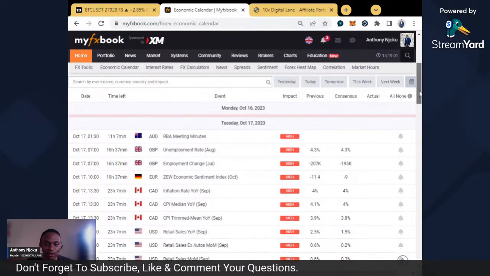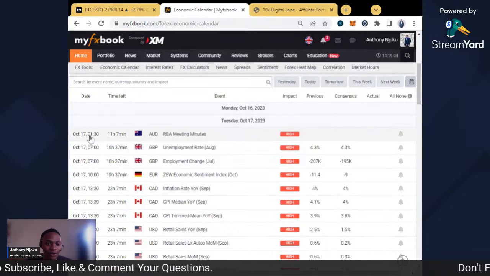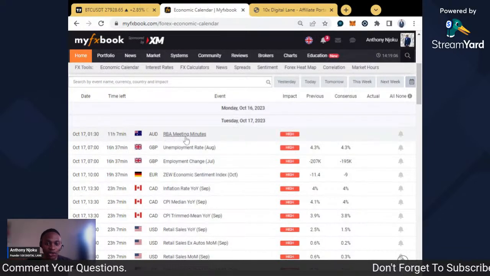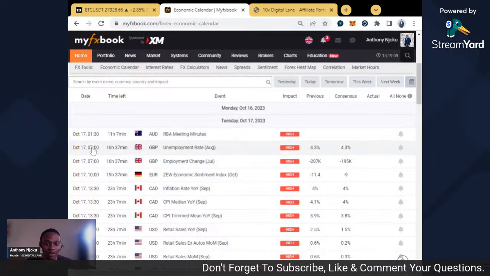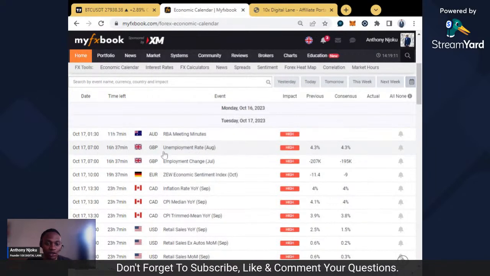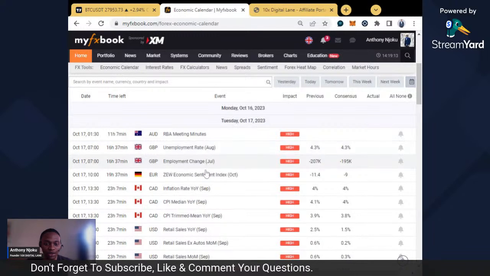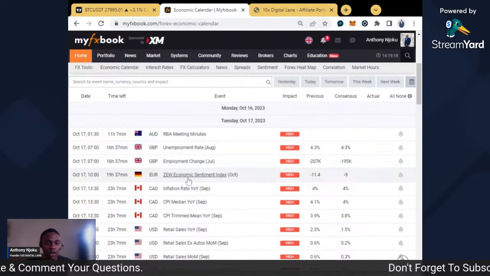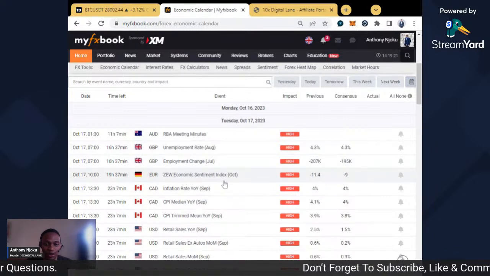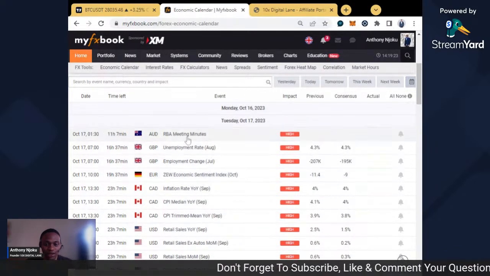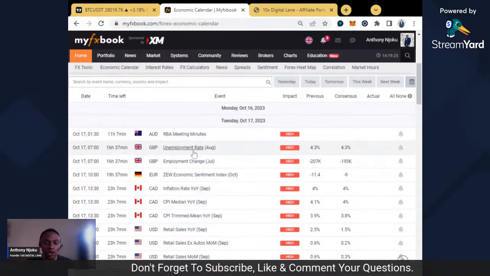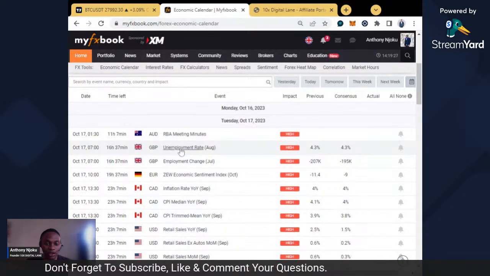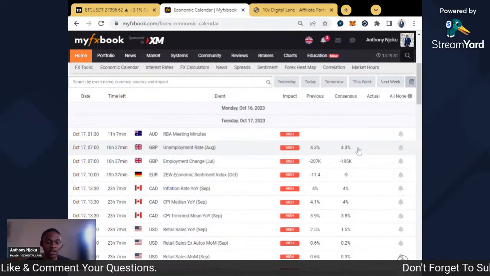Then tomorrow, which is Tuesday, we have a lot of news. Australian Bank meeting minutes. Okay, this is more of a meeting, but we're looking into the London session where we have the unemployment rate for the Great Britain pound and employment changes for the Great Britain pound at 7 a.m. tomorrow. Then London session, we also have economic sentiment index for the euro as well. So we're looking forward to the European and the London unemployment rate during London session. This could be the moves we need to see more push to the upside for the Great Britain pound.